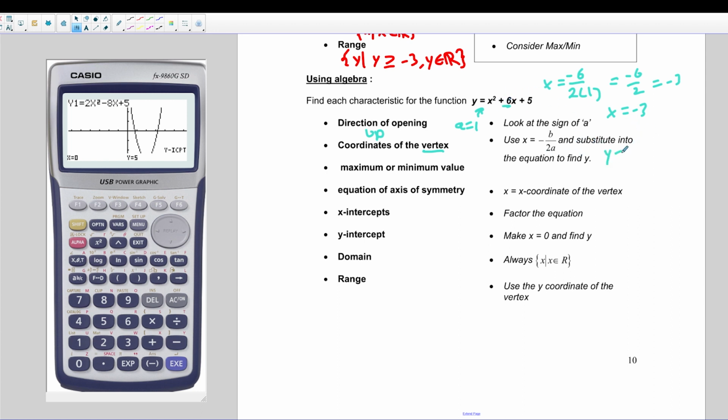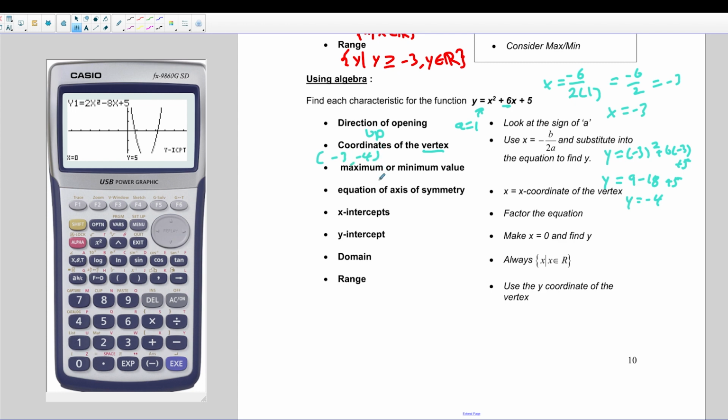Okay, so we've got y is equal to -3 squared plus 6 times -3 plus 5. So we have y is equal to -3 squared, which is 9. -3 times -3 is 9, minus 18 plus 5. So we get y is equal to -9 plus 5. So -9 plus 5 is -4. So our vertex is -3, -4.